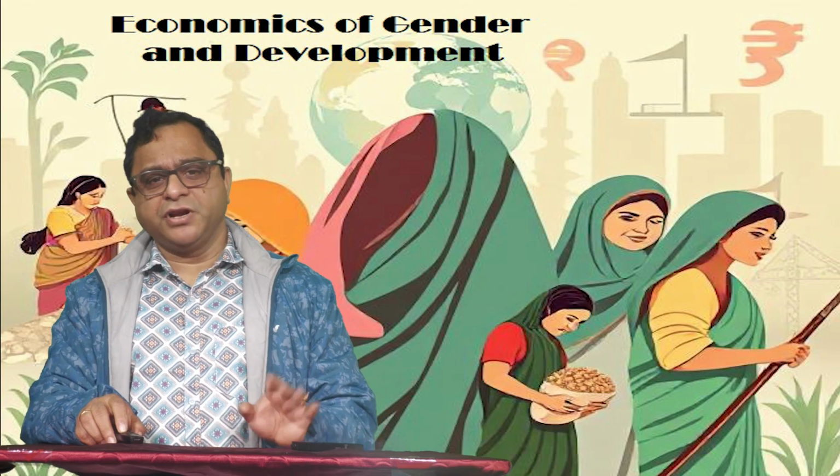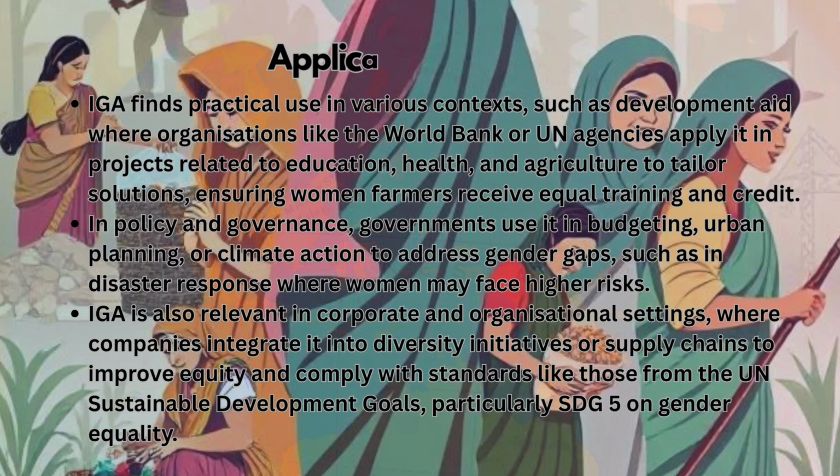Now, the major applications of IGA include that integrated gender analysis finds practical use in various contexts, such as development aid, where organizations like the World Bank or UN agencies apply it in projects related to education, health, and agriculture to tailor solutions, ensuring women farmers receive equal training and credit. In policy and governance, governments use it in budgeting, urban planning, or climate action to address gender gaps, such as in disaster response, where women face higher risk.